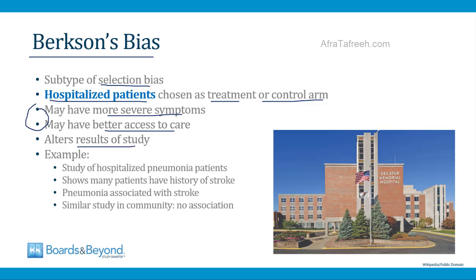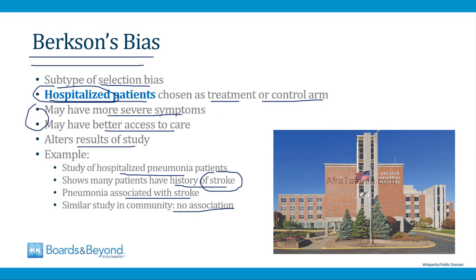So for example, suppose there was a study of hospitalized pneumonia patients, and the study found that many pneumonia patients have a history of stroke and that pneumonia is associated with stroke. But if you did the same study in the community, you might find no association, and that's because stroke is a marker of an older patient who may have more comorbidities, and that's the type of patient that's more likely to be hospitalized. And so in any clinical study, when you're going to use hospitalized patients, you have to be aware of Berkson's bias and make sure your patients are representative of populations in general.